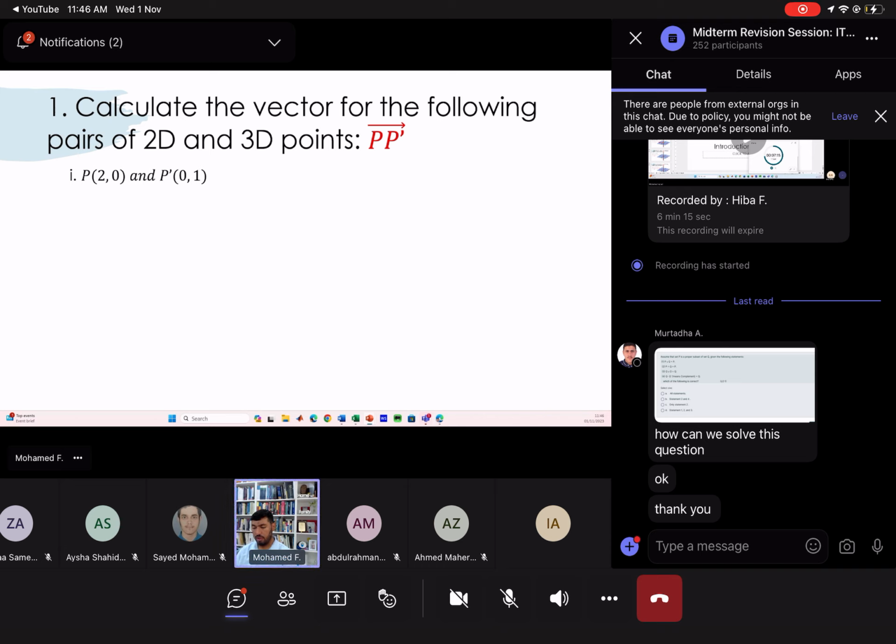Okay, it's not today. So calculate the vector for the following pairs in 2-dimension and 3-dimension. Doesn't make any difference.